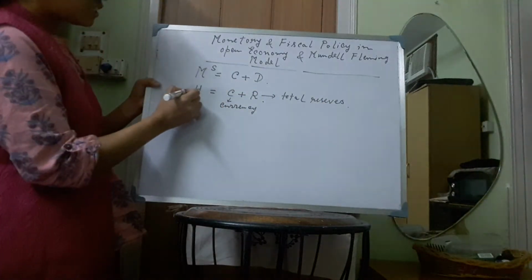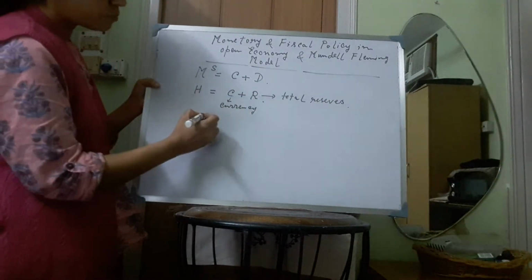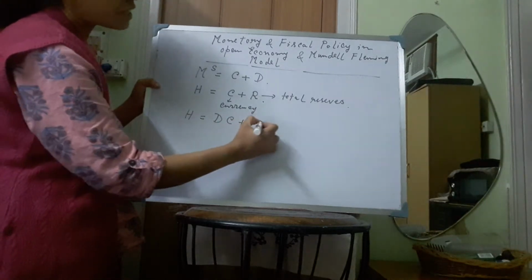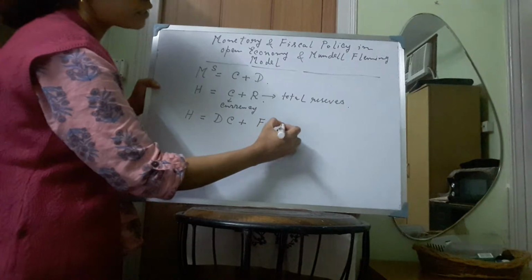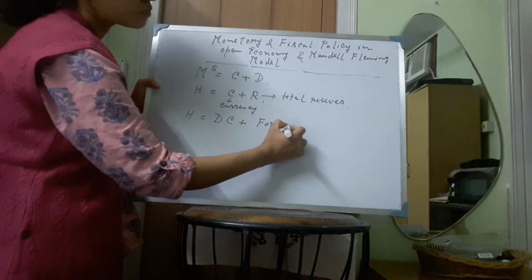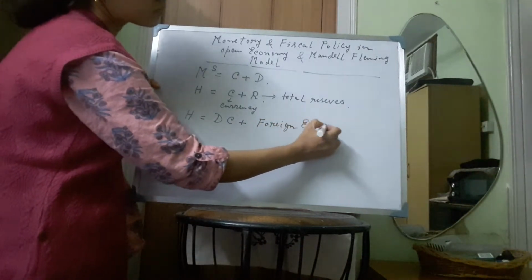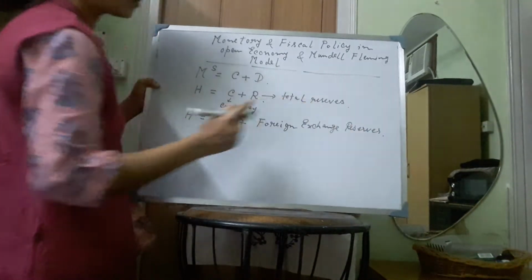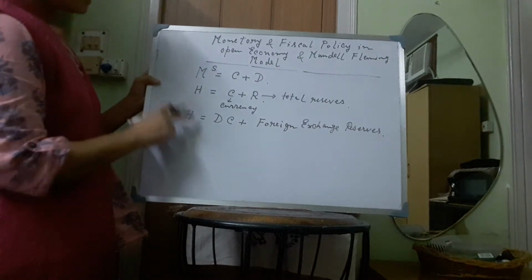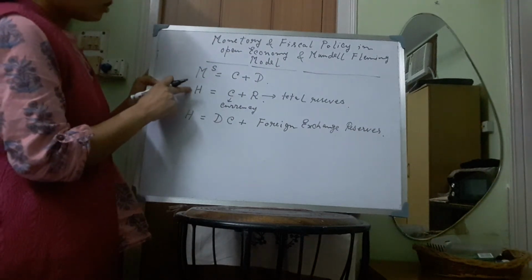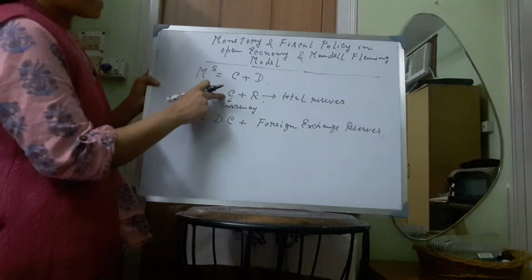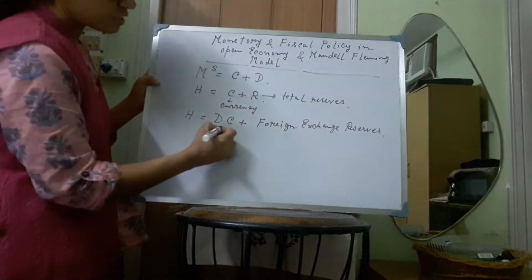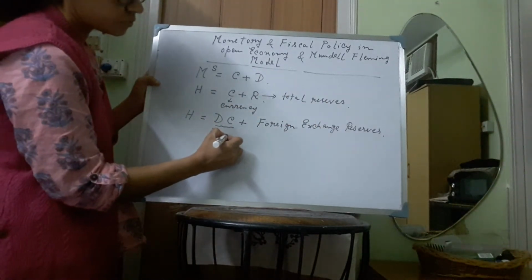Now the alternative definition of high powered money is that high powered money H is equal to total domestic credit plus the total foreign exchange reserve. So we can define the high powered money by two ways, either by currency and reserves or by total domestic credit and foreign exchange reserve. So this is the total domestic credit.